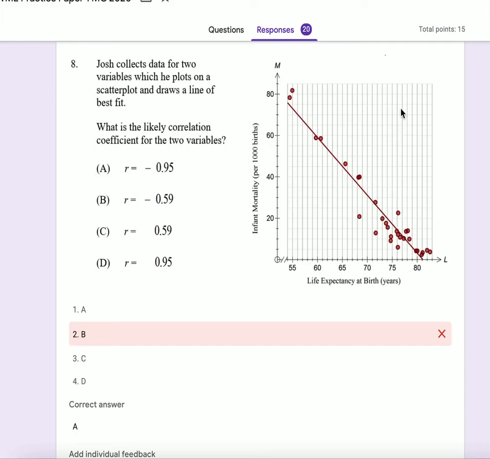Because remember, a correlation coefficient of 0 means that there's absolutely no correlation and that the dots are just scattered all over the place. So we don't want to go anywhere near 0 for this line because it's quite strong. So I'm just going to guess something in the 90s, so 0.95, and we know it's negative because it's got a negative gradient.